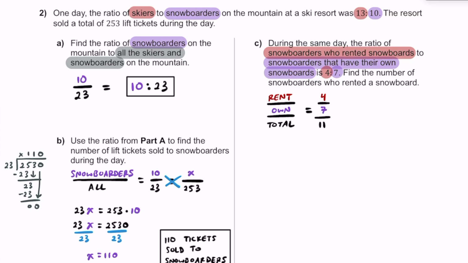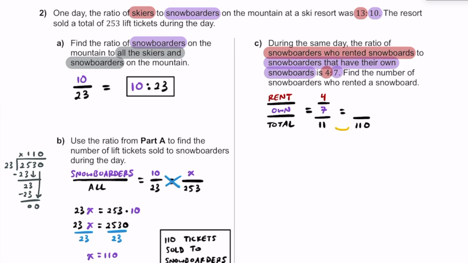Now, how many snowboarders were there on this day? Well, remember from part B that there were 110 people here that were snowboarders, right? So if we put this 110 down here as the total number of people that were snowboarding, then what would go in this table of our equivalent rates or ratios here?